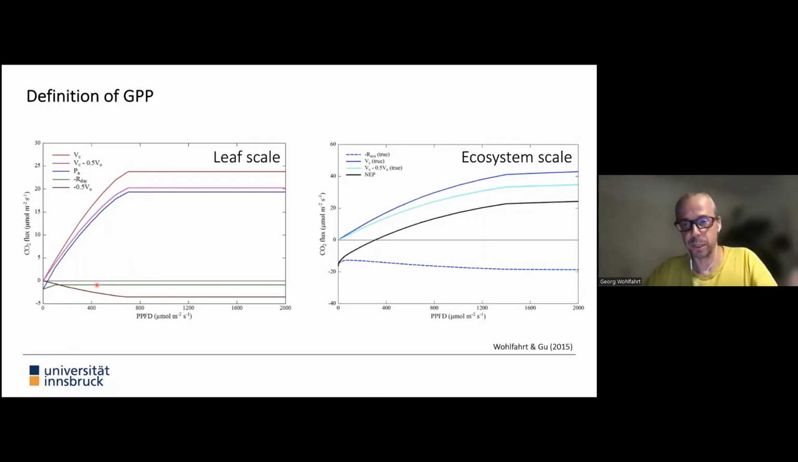At the ecosystem scale, in principle, we have the same story. However, it's a bit more complicated because in addition to the leaf respiration shown in green here, we have other sources of respiration, notably from below ground components. That would be, for example, root respiration, so autotrophic respiration, but also very much heterotrophic respiration. But in principle, we again can define GPP in the same way, and here it would be this light blue curve.